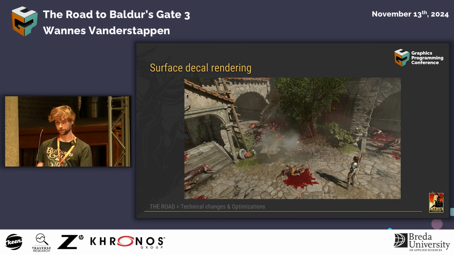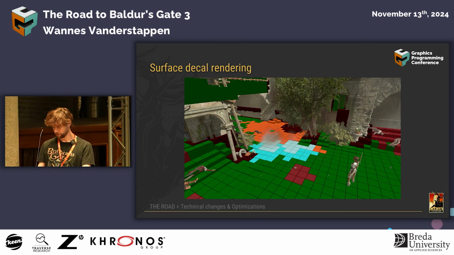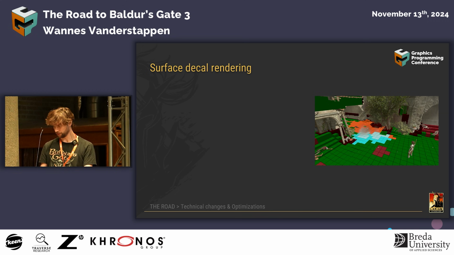They can grow quite large as well. So this is the gameplay data that we get from our AI grid. It just tells us for each cell where these surfaces are. So what can we do with this for rendering decals?